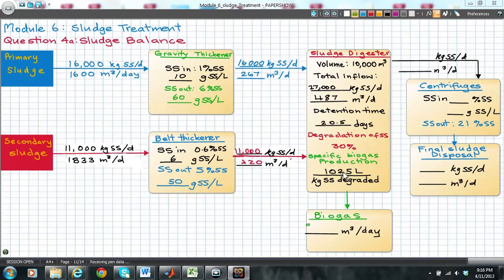So 8,303 cubic meters of biogas produced per day.